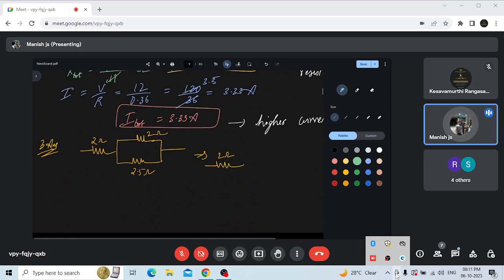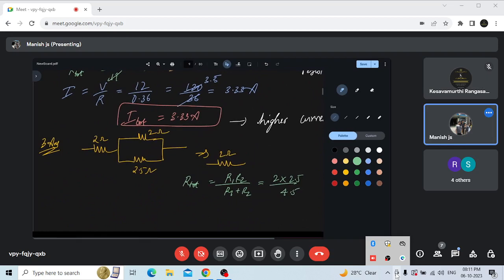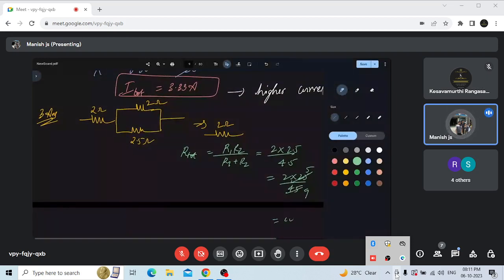You can use the formula. R total, directly also you can use when you have 2. The formula is R1 R2 upon R1 plus R2. Now R1 R2 is 2 into 2.5 upon 2 plus 2.5, which is 4.5. This also will work, which is 2 into 25 upon 45. So 2 5s are 10. So 10 upon 9. So you need to find out the decimal.